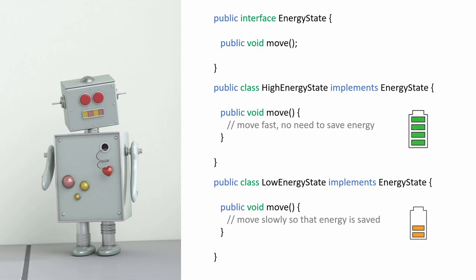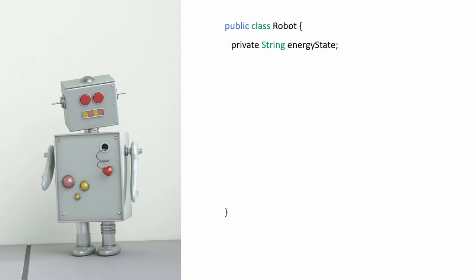The implementation of the move method is different for each state class according to the requirements. For example, for the high energy state, the move method should move the robot fast, while in the low energy state, move should use a lower speed to minimize energy costs. Now returning to the robot class, the string member field representing the state is replaced by an object of type energy state, where energy state is the interface.